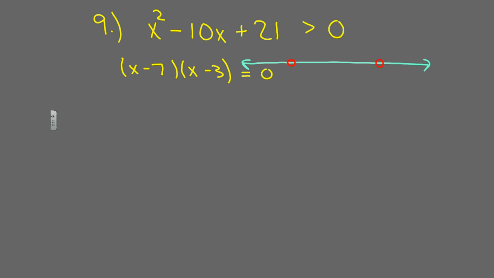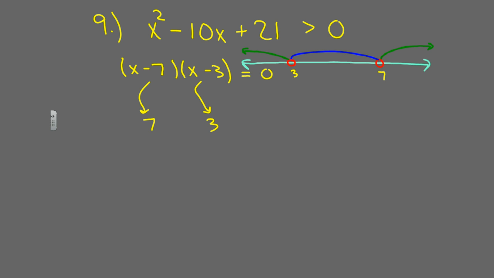So now, what makes this 0? 7 and 3. Those are our spots on our number line, 3 and 7. The last part to determine here is where is this true? Is it going to be true in between 3 and 7 where the blue line is? Or is it going to be true on the outsides of 3 and 7 where the green lines are?